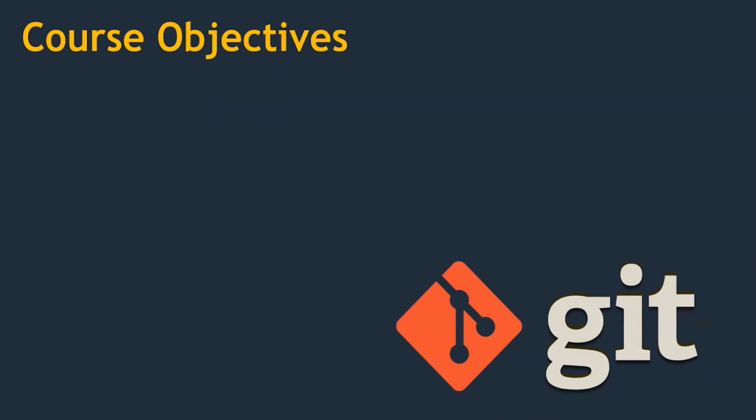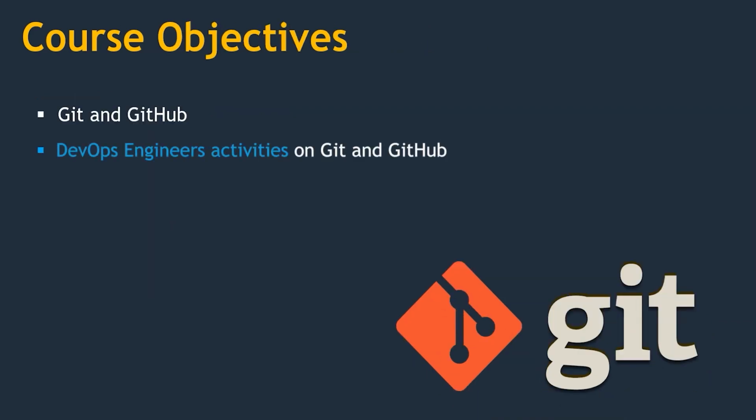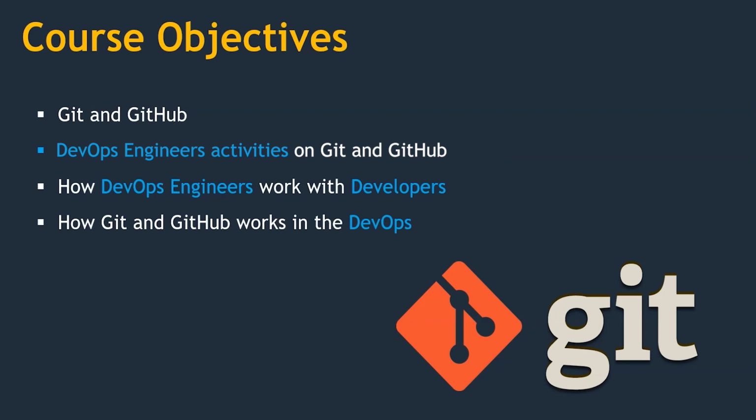In a nutshell, if we look at the course objectives, we are talking about Git and GitHub, DevOps engineer activities on Git and GitHub, how DevOps engineers work with developers, how Git and GitHub work in DevOps, and a real-time project.